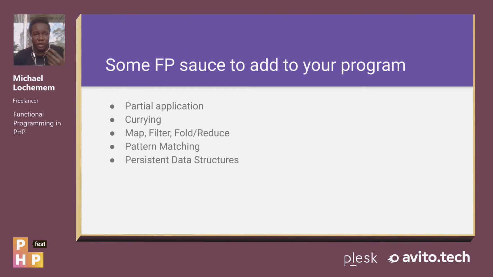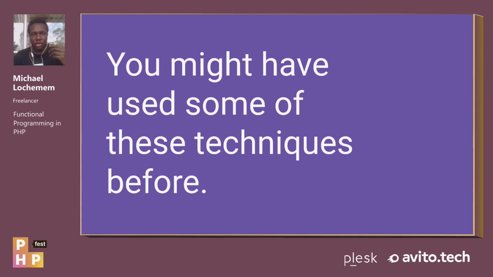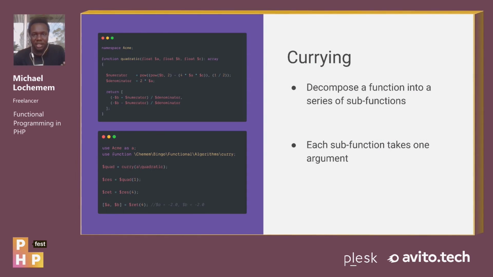Which is the result that I want to get. So some more FP, functional programming sauce to add to your program. Basically, more functional programming patterns to add to your program. Partial application, currying, map, filter, and reduce, or fold, which are routines that you've probably seen before for lists, pattern matching, and persistent data structures. So you might have used some of these techniques before, if we're being honest.